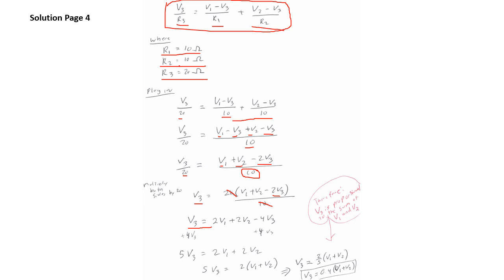So V3 is equal to 2V1 plus 2V2 minus 4V3. Well, let's add a 4V3 to this side, add a 4V3 to this side. So we end up with 5V3 is equal to 2V1 plus 2V2, or 5V3 is equal to 2 times, pull that 2 out front, V1 plus V2. So we can move things around, divide both sides by our 5 there. We end up with V3 is equal to 2/5 times V1 plus V2, or V3 is equal to 0.4 times V1 plus V2, for our final answer down in the bottom here. So therefore, V3 is proportional to the sum of V1 and V2.